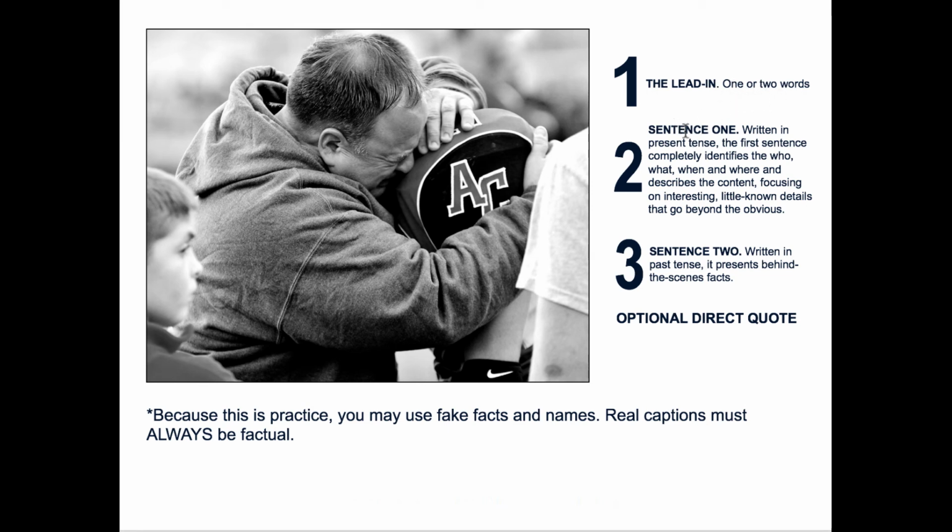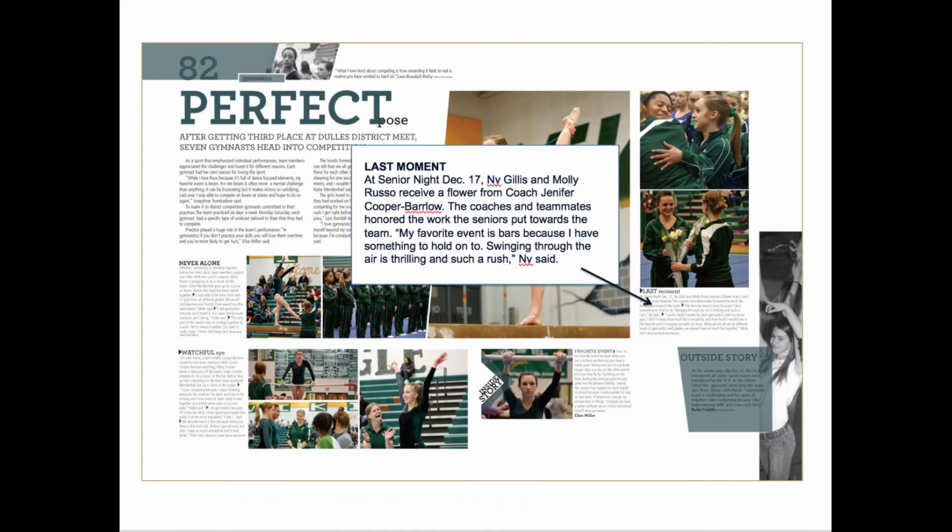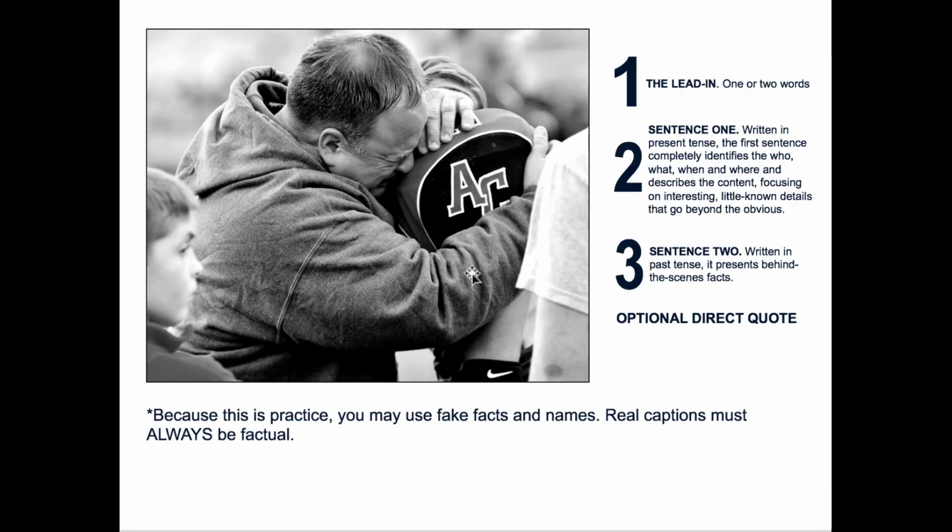Then sentence 1, you're going to make up one sentence that identifies the who, what, when, and where, describing the content, focusing on some of the interesting details. Again, we don't want to state the obvious, so you guys are going to be making it up. If you need to reference the structure of the previous examples, that's totally fine. And then sentence 2, written in past tense, as if we're talking about something that's already happened. So maybe behind-the-scenes facts about the situation, even a direct quote, so we could pretend like we got a direct quote from the player about this particular photograph, what had happened, things like that.